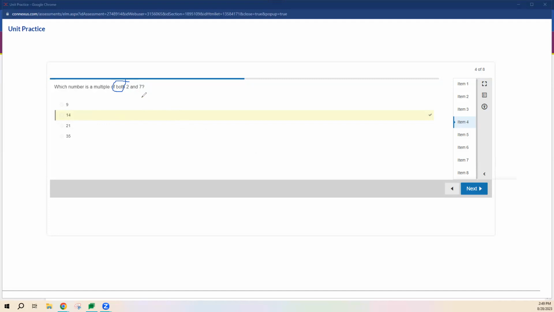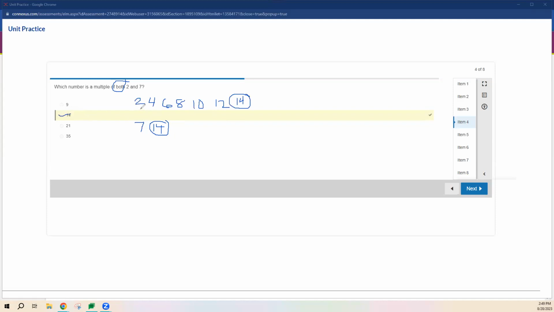All right. So if I'm skip counting by 2s, I go 2, 4, 6, 8, 10. Still none of those are yet. 12, 14. Ooh, I say 14. That's an answer choice. Let me try my 7s. 7, 14. Ooh, I say 14 for both of them. That means that 14 is the correct answer.